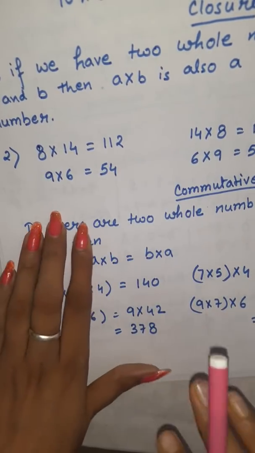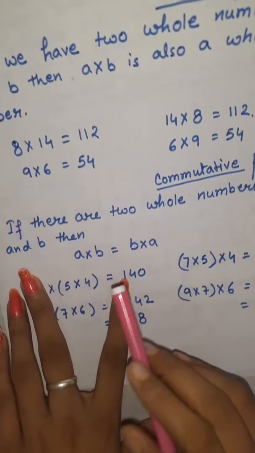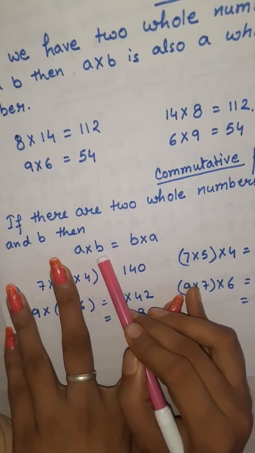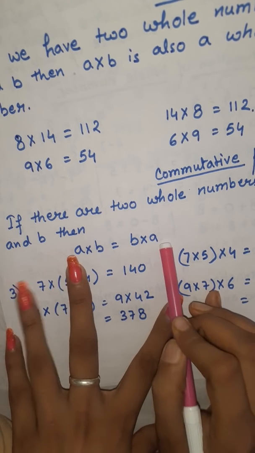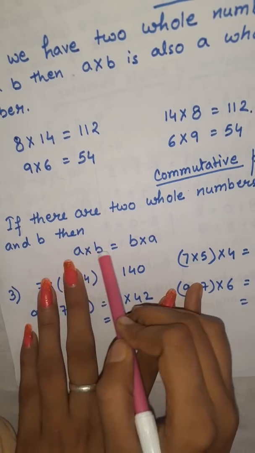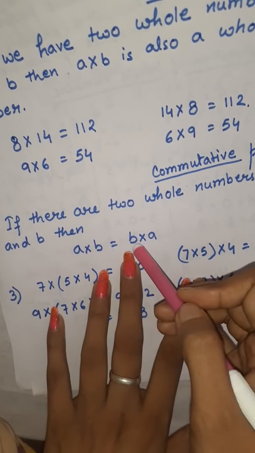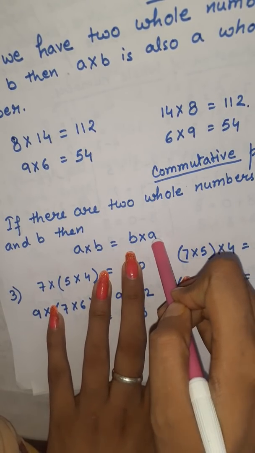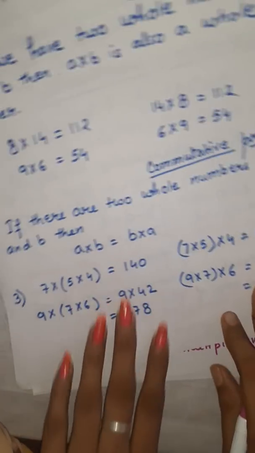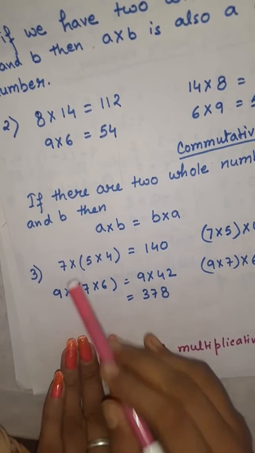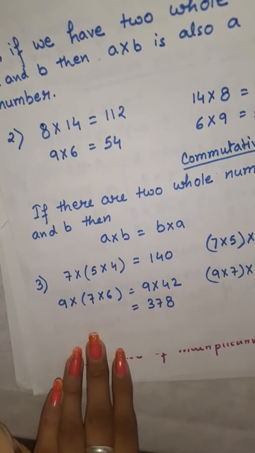So if we take any two random whole numbers a and b, then we can say that a into b is equal to b into a. Correct? That means you can reverse the order of multiplication. Whether you multiply a by b or you multiply b by a, the result will always be the same, and this property is known as commutative property. Clear?